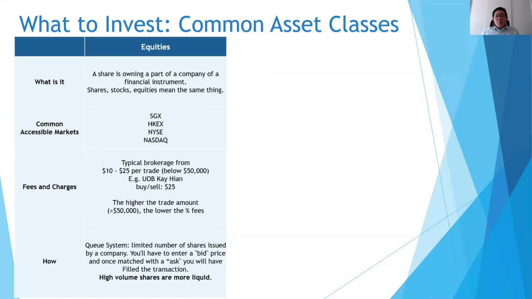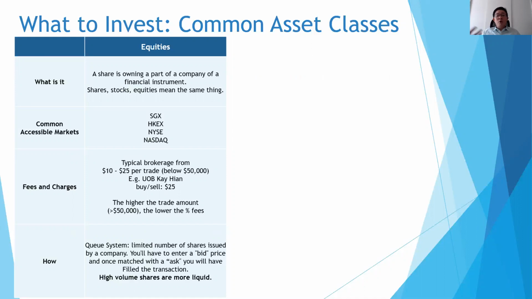All right. So today, we will go into detail on 3 asset classes. Number 1, equities. A lot of people say equities, stocks, shares; they all mean the same thing. A share is basically owning a part of a company or part of a financial instrument. Very common share markets people invest in are of course the Singapore market, Hong Kong, and US. Some brokerages include London and Japan.